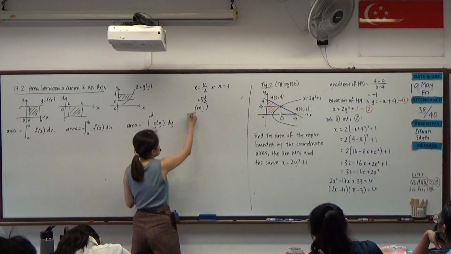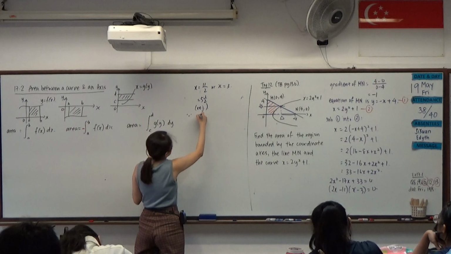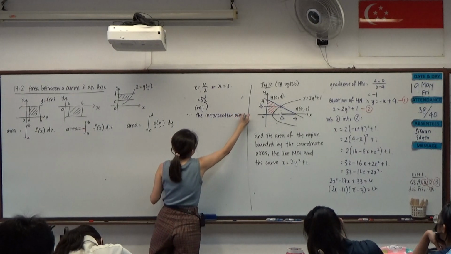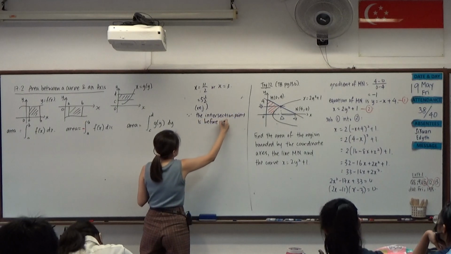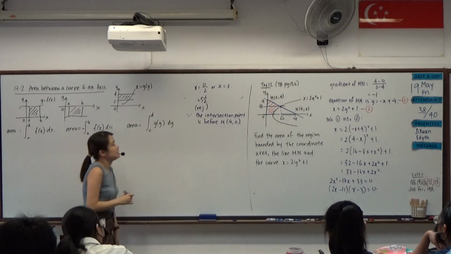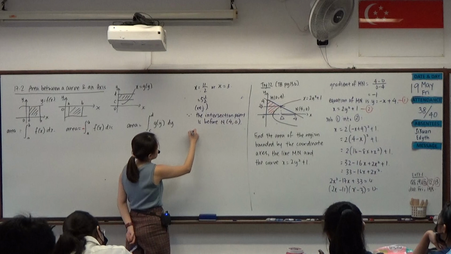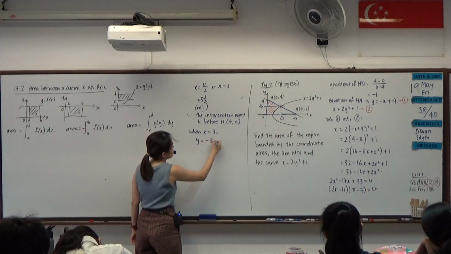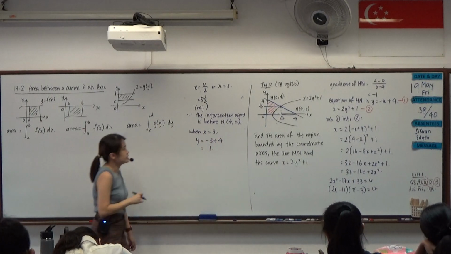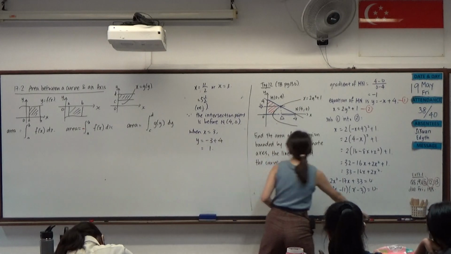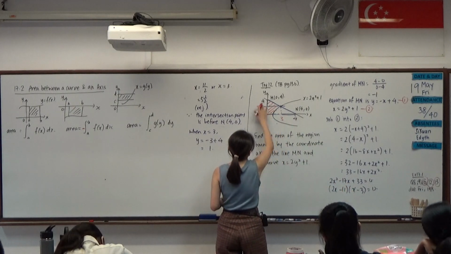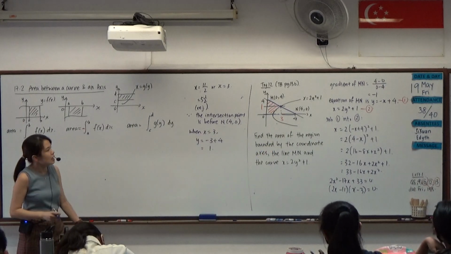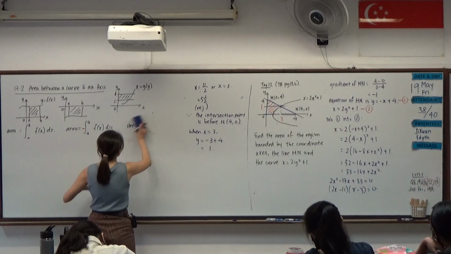The reason is because the intersection point is before N at 4. So we will take x equals 3 to find out what the y value is, and that equals 1. So we found that this is 3 and this is 1. And now we can proceed to find out what the area is.